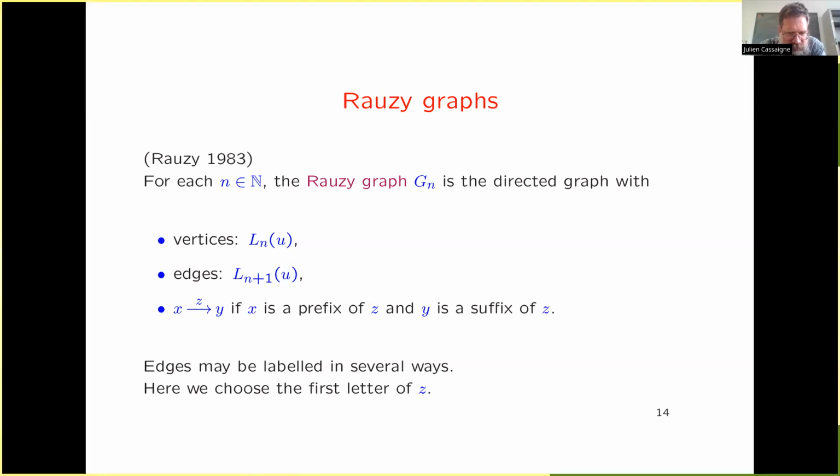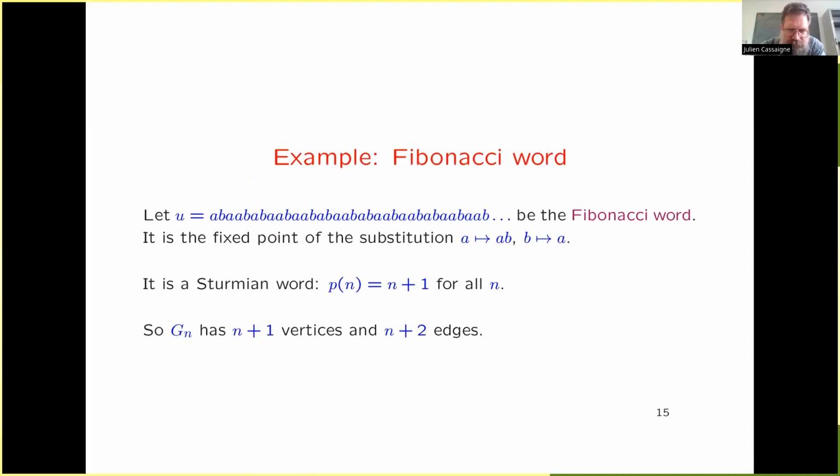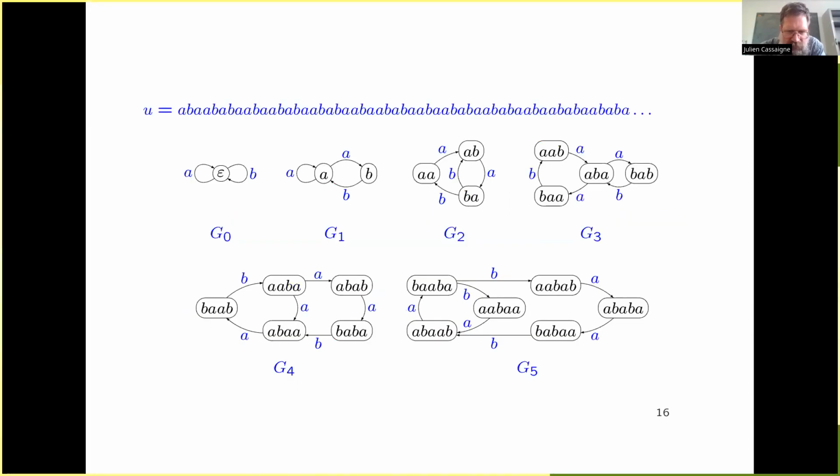Okay, I said the edges correspond to factors of length n+1, but actually it's more interesting to label the edges with a single letter. So take the first letter of z. The reason for that is when you make a path in the graph, then you just concatenate the letters that you read on the edges. So for instance, if you take the Fibonacci word, it has complexity n+1, and so you get graphs with n+1 vertices and n+2 edges that look like this.